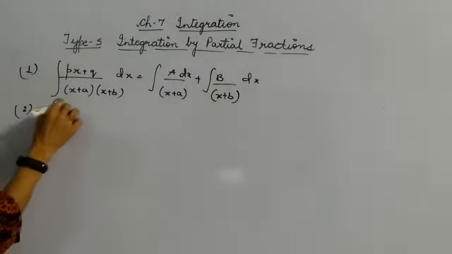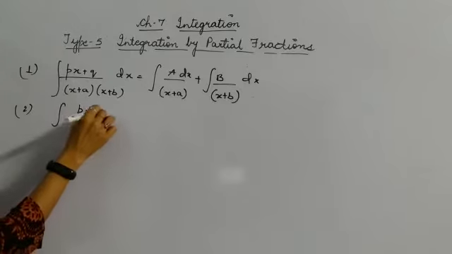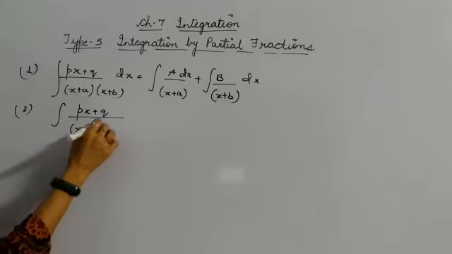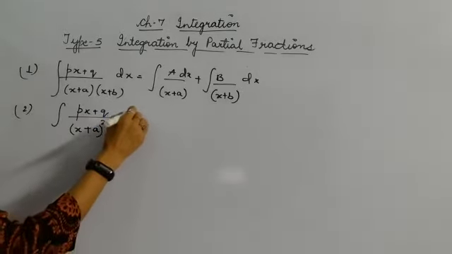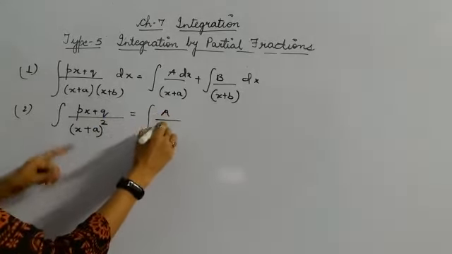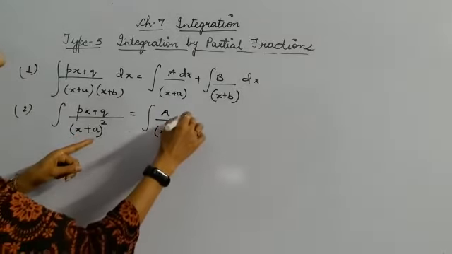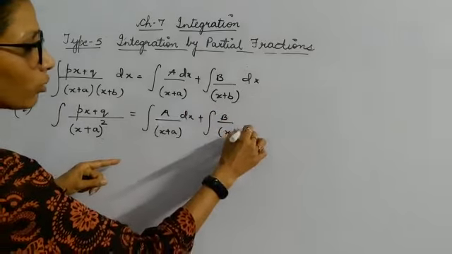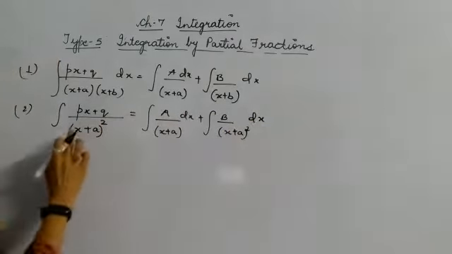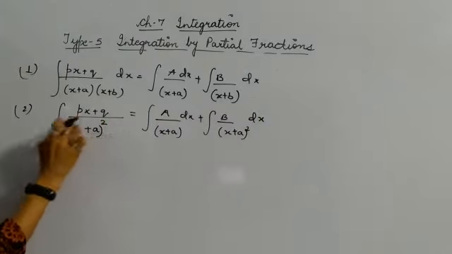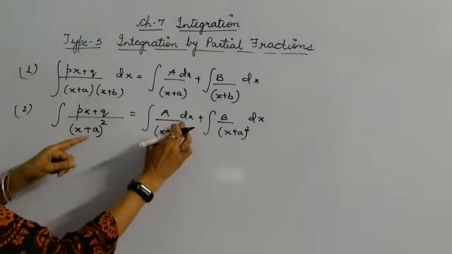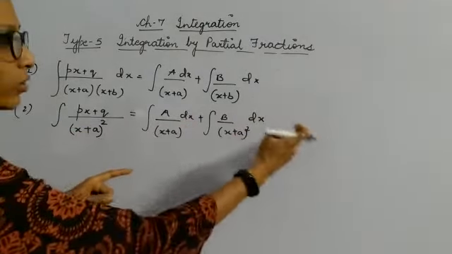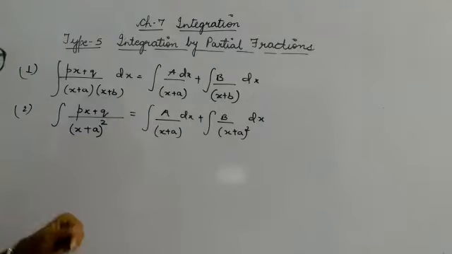Secondly, if you get (px plus q) over (x plus a) whole squared, then you will write it as integration of A upon (x plus a) dx plus integration of B upon (x plus a) whole squared dx. That means whenever you have a factor raised to a power, you write it with power 1 and then power 2. If it is 3, then you add C upon (x plus a) whole cubed.